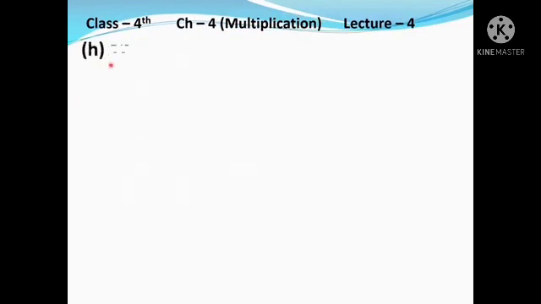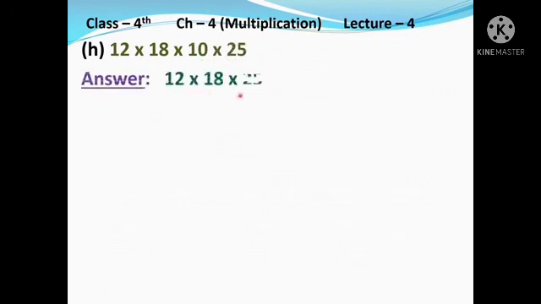Now H part: 12 multiply 18 multiply 10 multiply 25. Answer: 12 multiply 18 multiply 25 multiply 10. First multiply 12 by 18. Okay, see, 12 multiply 18. See, 8 2s are 16, right? 6 here and 1 carry. 8 1s are 8 plus 1, 9, right? 9 here. Now put 1 cross here.